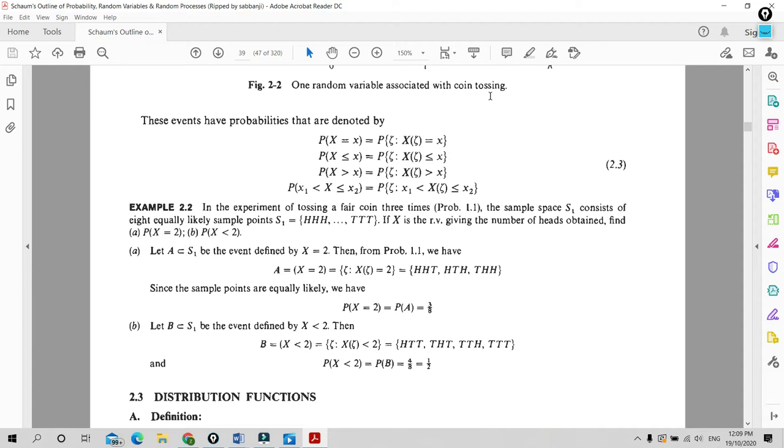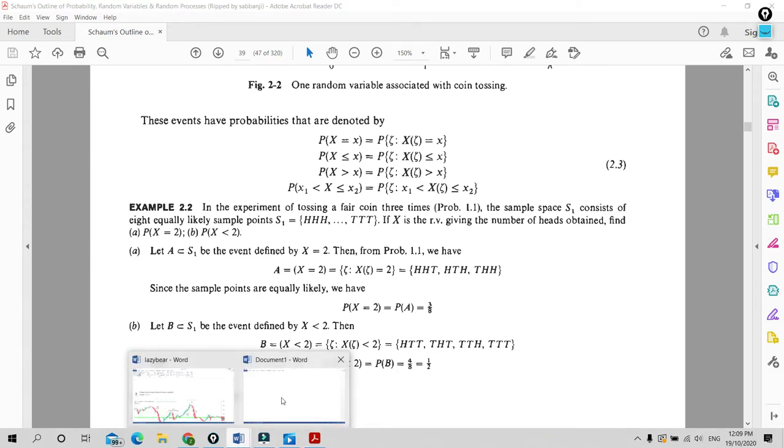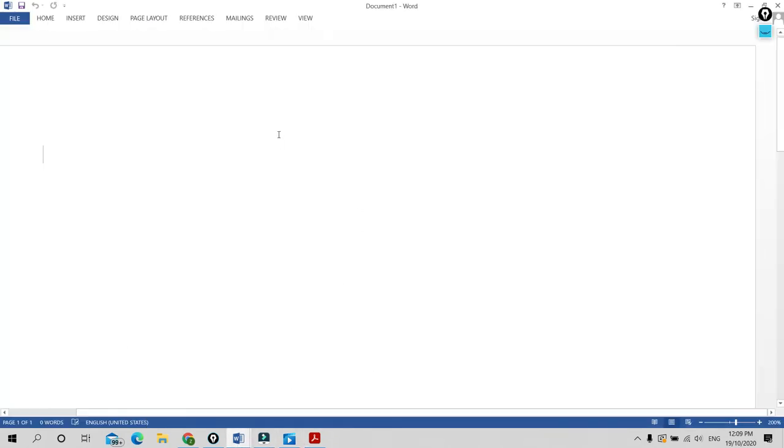Now, if I want to find the probability here, what is the probability of getting, let's say I have tossing a coin 3 times. Okay? So let's say I have an experiment of tossing a coin 3 times. Experiment here.